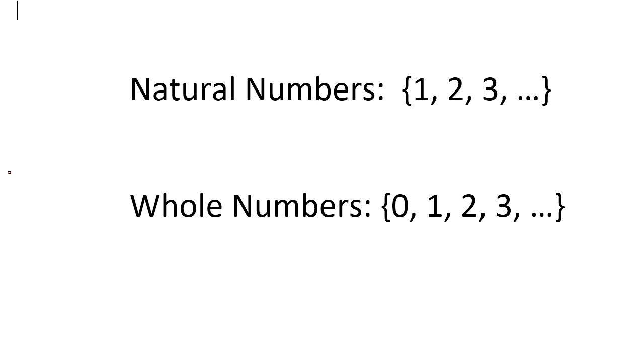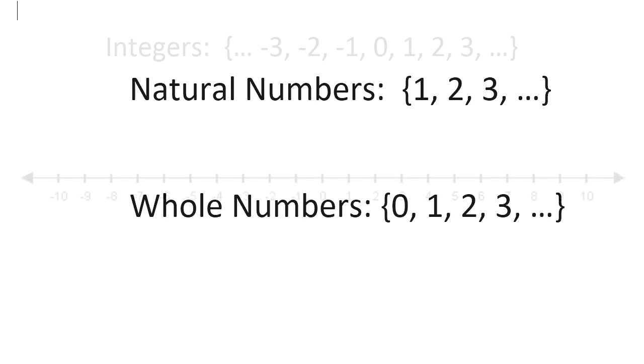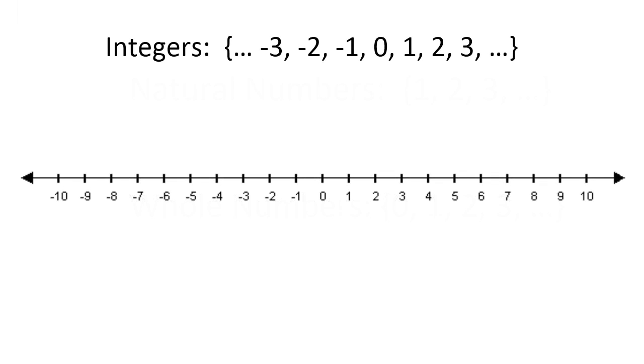Now if I take the natural numbers and their opposites and also include 0, then I get what is called the set of integers. So here you have the set of integers. You have the positive numbers, 1, 2, 3, and so forth, and you have their opposites, which would be negative 1, negative 2, negative 3, and so forth. Now the easiest way to represent the integers is to look at the number line.